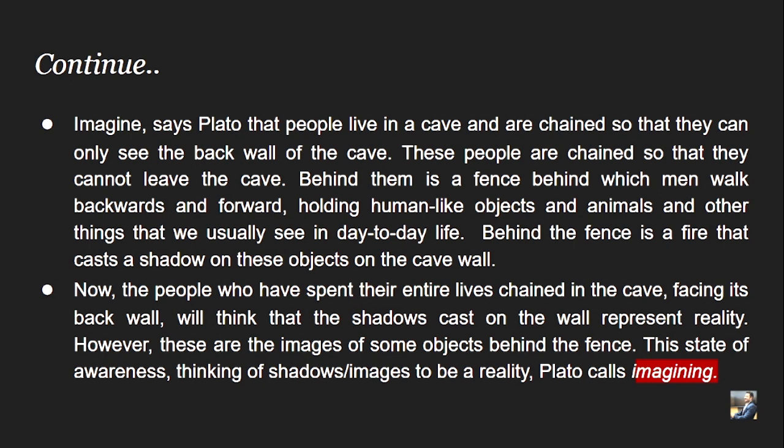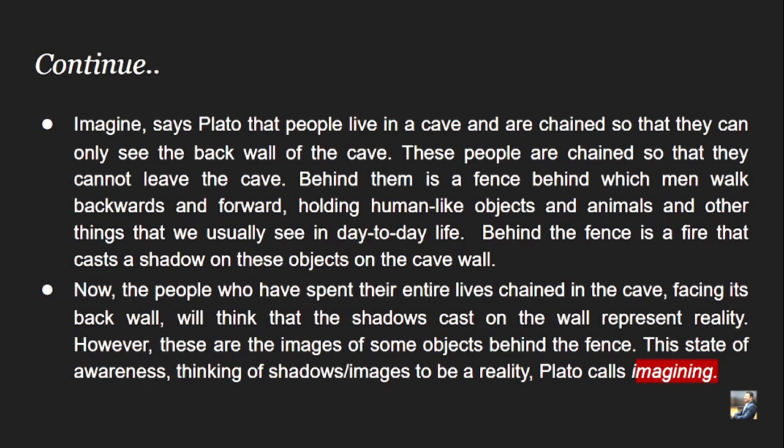Now the people who have spent their entire lives chained in the cave facing its back wall will think that the shadows cast on the wall represent reality. Very valid point: we, the people who are almost chained with our ignorance and not willing to break that chain, usually consider the materialistic things or the forms of the real world as real, but in the true sense they are nothing but a shadow of this world. In Indian philosophy we call this concept Maya, which is very related to the allegory of the cave. Whatever we see in our mundane world is nothing but Maya, or a shadow.